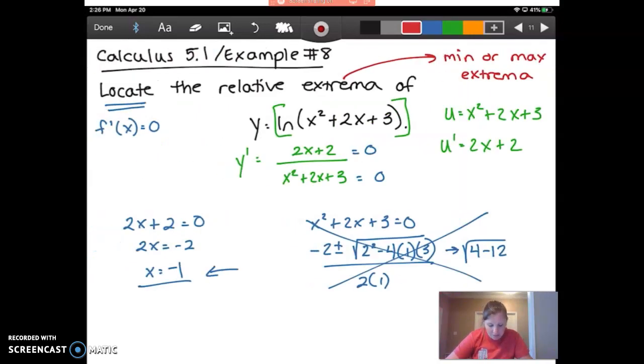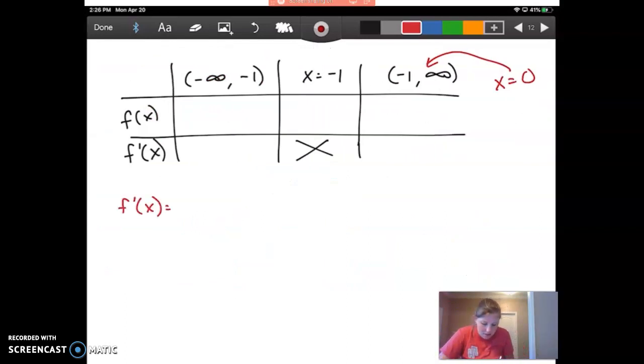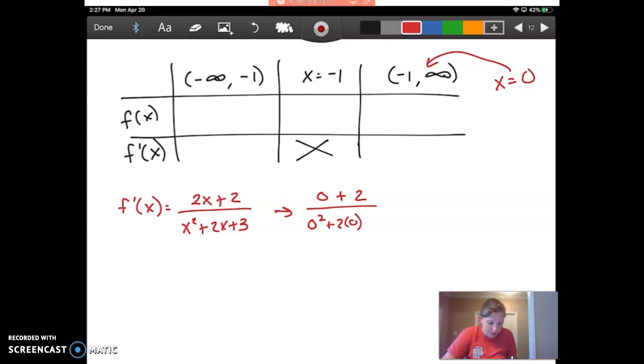So my first derivative is 2x plus 2 over x squared plus 2x plus 3. If I plug in 0, this is going to give me 0 plus 2 over 0 squared plus 2 times 0 plus 3, which simplifies to 2/3. Remember, the number itself doesn't matter. All that matters is that it's a positive value. Now, x equals negative 1 does not have multiplicity, so that indicates that the left-hand side is going to be negative. You can go through and do the math for that if you would like, but it's kind of irrelevant because no multiplicity, no reason to be concerned with it.